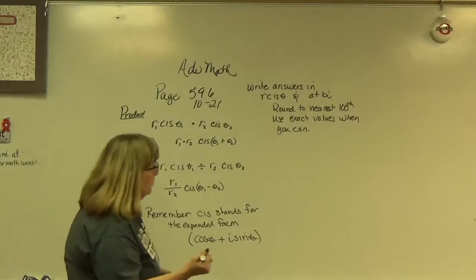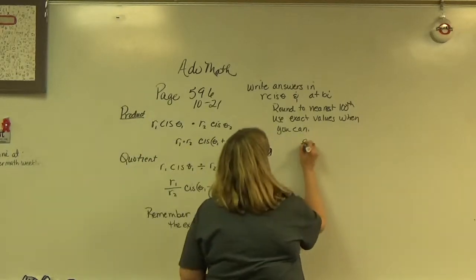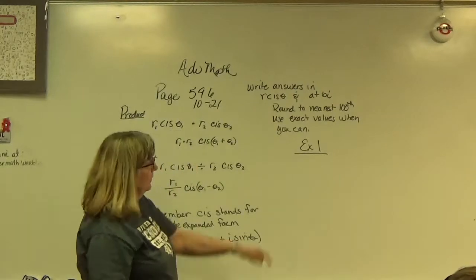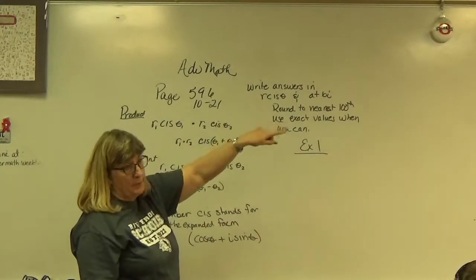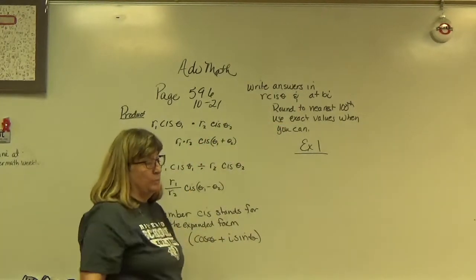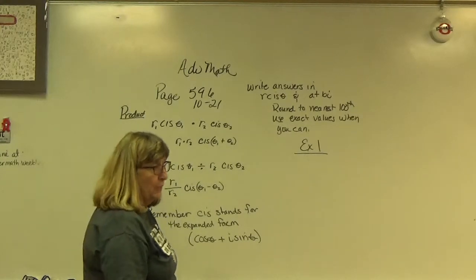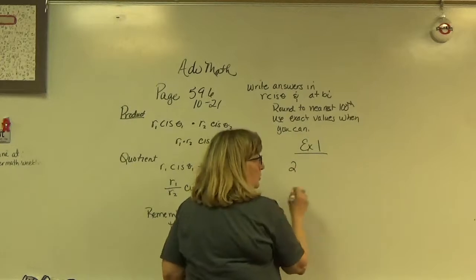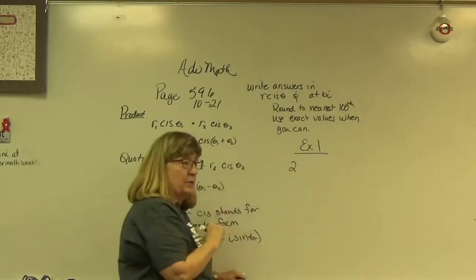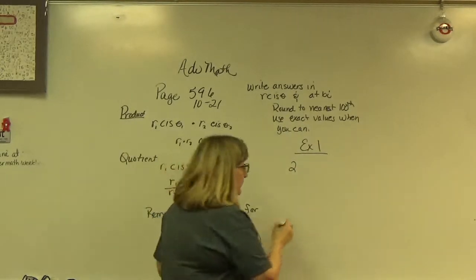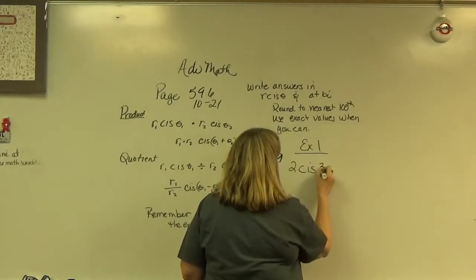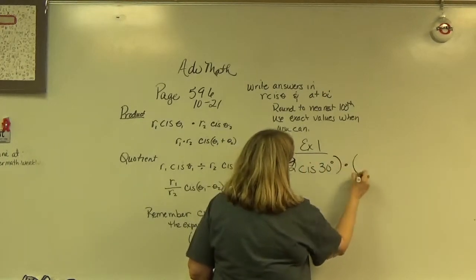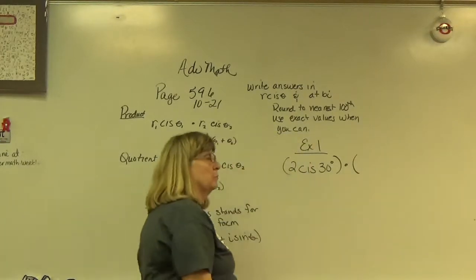Now, example, and you're going to write your answer in both r cis theta and a plus bi form. So you're going to get two answers per problem. I'm going to do one. Is it okay if I write cis? Does everybody understand the cis? Yes. It'll be like that on the test too. I'll probably write it both ways.